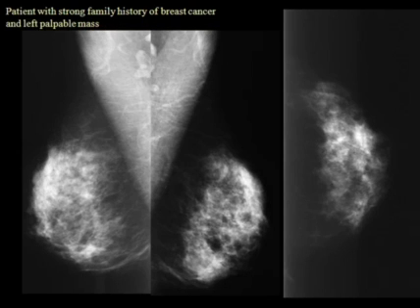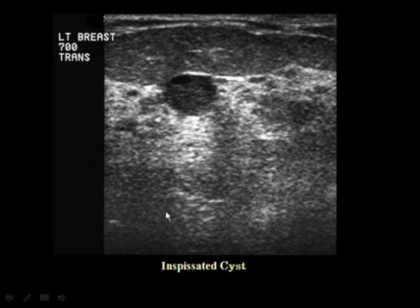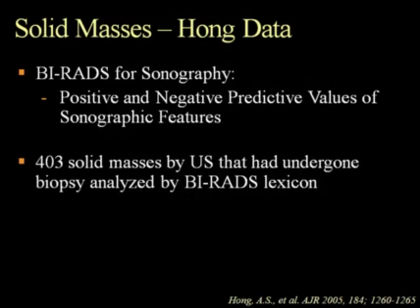This is a young patient with a strong family history of breast cancer and presents with a left lump to our facility. And here you see the typical heterogeneous dense glandular pattern of her mammogram. And her lump in the left breast turns out to be this complicated cyst. It has a cystic component, a solid component to it. It has mildly increased through transmission. This on needle biopsy was just an inspissated cyst and a benign finding.